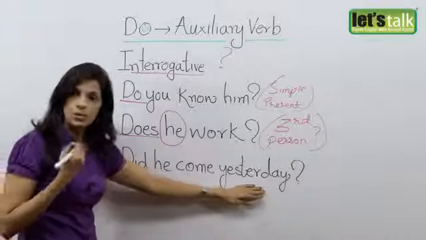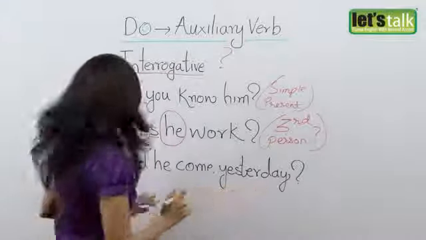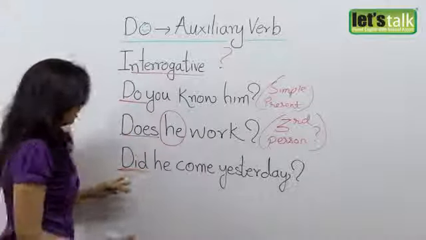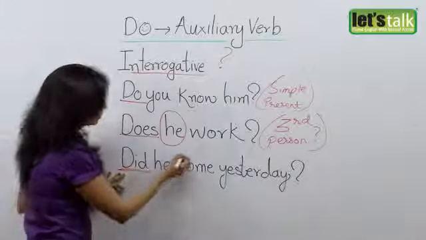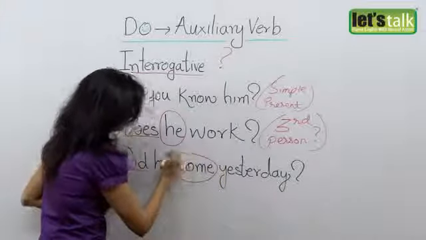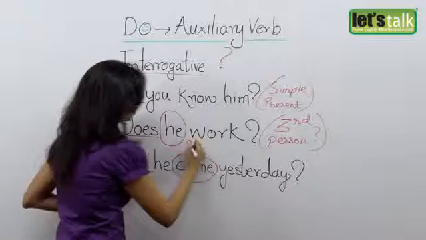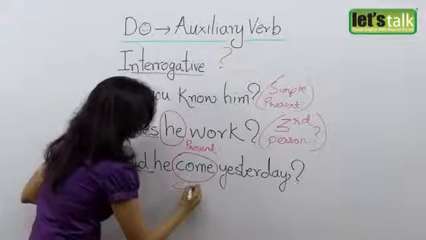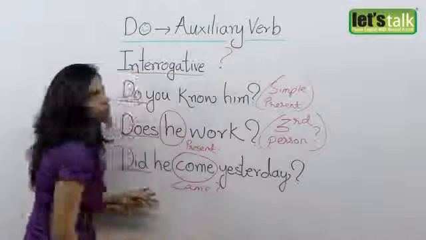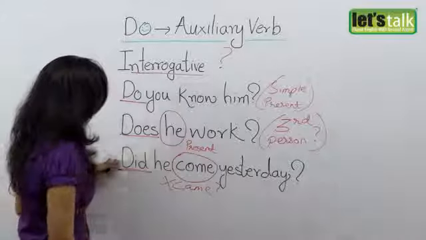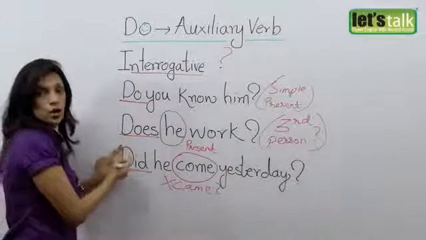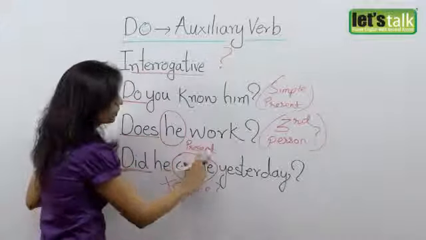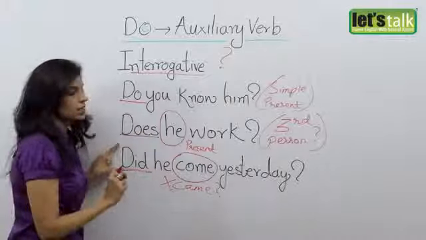Now, when you ask a question relating to the past, you will use did. Did is the past form of do. Now, when you use did, please remember the main verb always comes in the present or the base form. You cannot say did he came, or did he went. This is wrong, because the auxiliary verb, or what we call generally the supporting verb, is already in the past tense. So, the verb following did always has to come in the present.